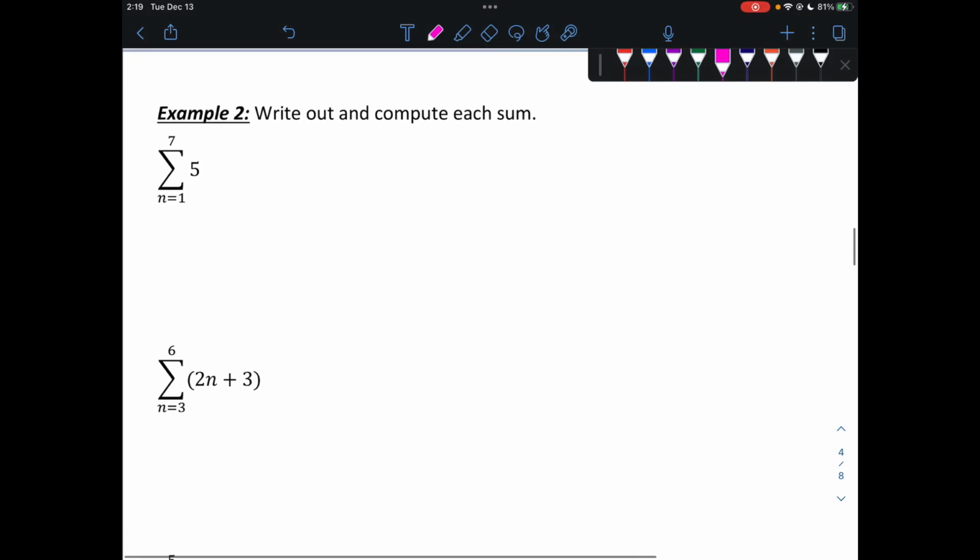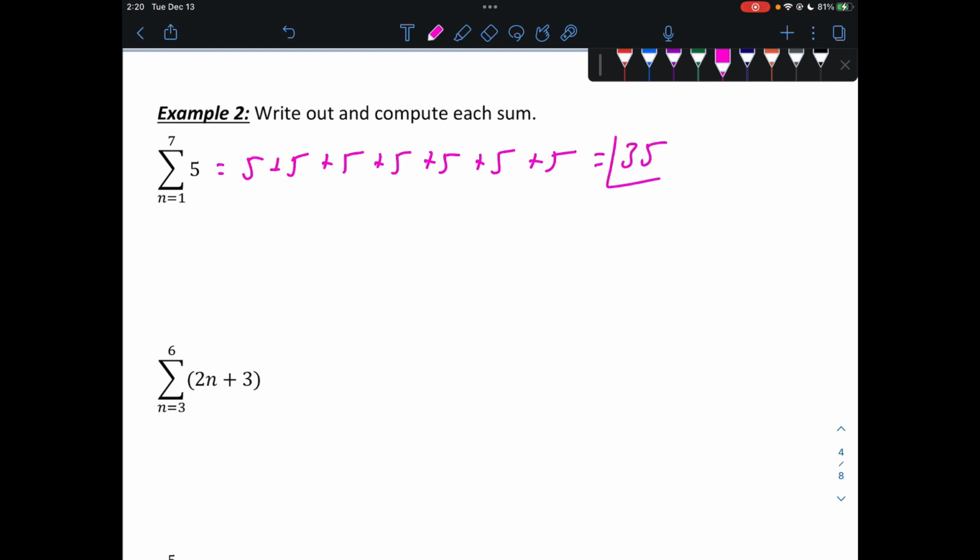Write out and compute each sum. So we're going to write these out. This one, we're going to put 1 through 7 into this. There's nowhere to put it, so every term is just going to be 5. 5, 5, 5. That's the third term, fourth term, fifth term, sixth term, and seventh term. Add that all up, we get 35.